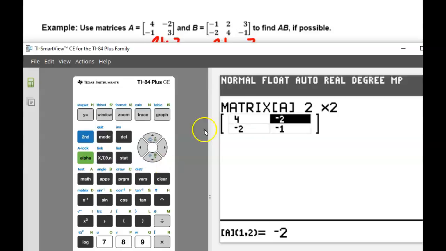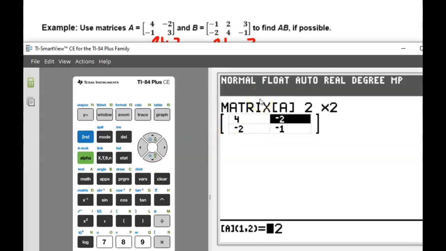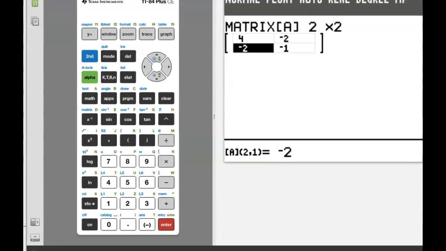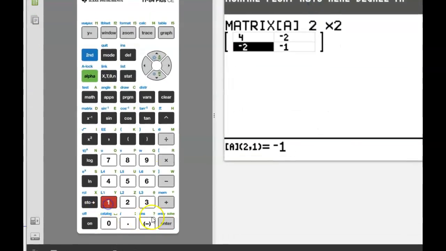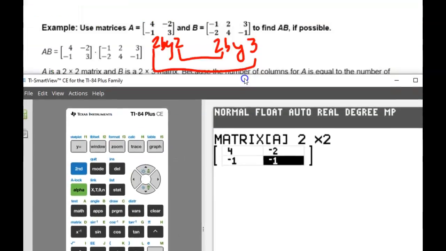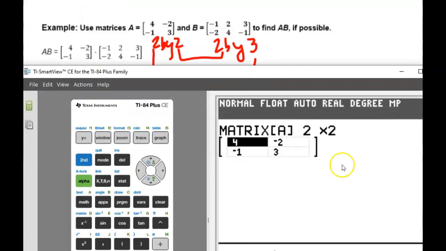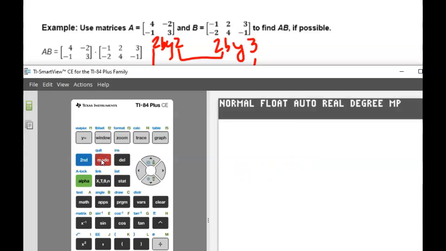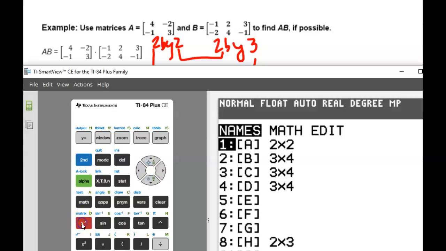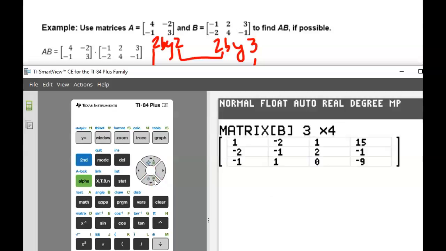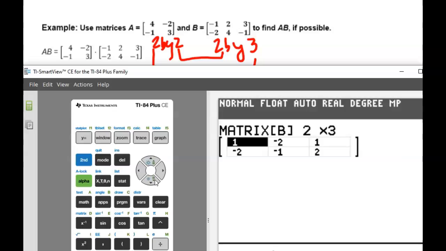4, -2, -1. Sorry, I got to cover it up to type that. And 3. Okay, 4, -2, -1, and 3. Now I'm going to quit and go back into matrix. And I'm going to go over to edit, but I'm going to go down to matrix B and hit enter. And I want this one to be what size? So 2, enter 3. How we doing? Anybody stuck?